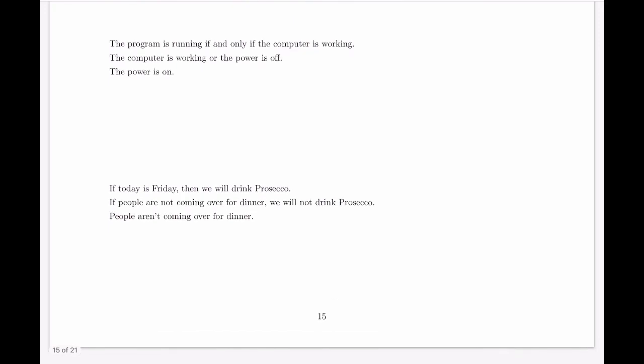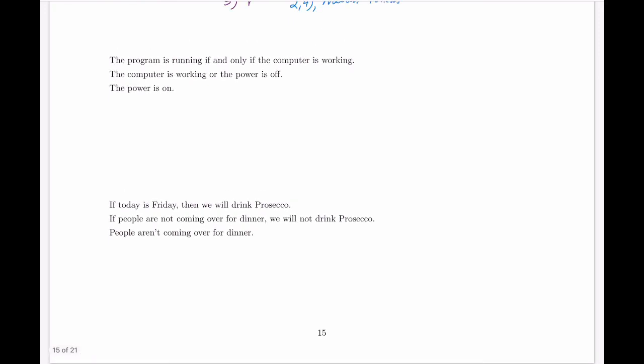So we're back in the case of starting out with the word forms, and therefore, before we can do anything, we have to turn them into symbolic form. The program is running if and only if the computer is working.